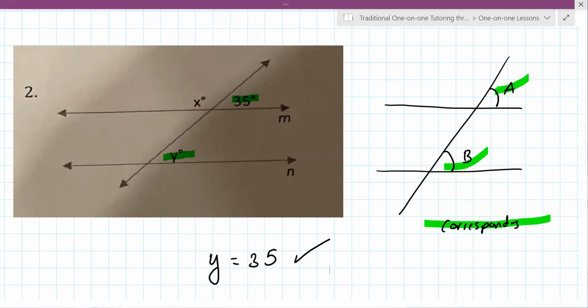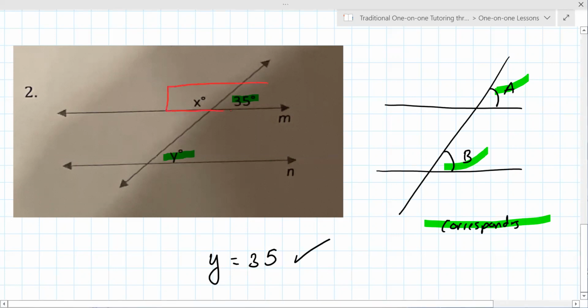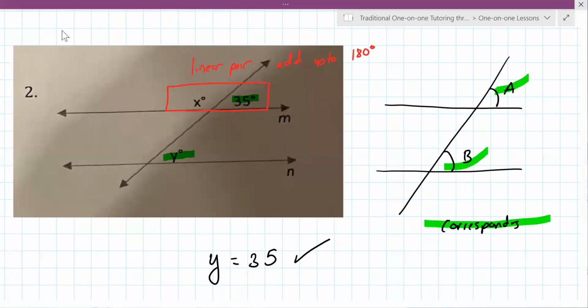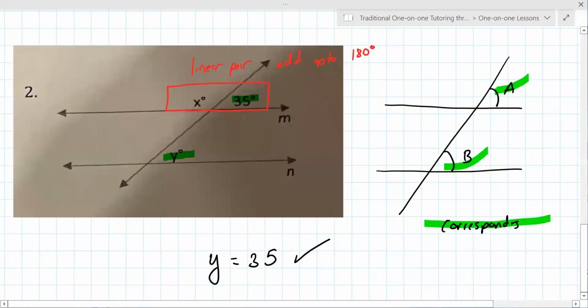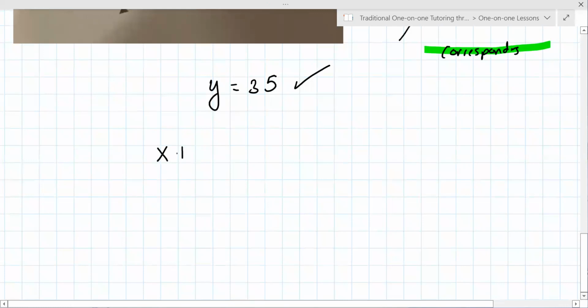Okay. Now X and 35, these make up a linear pair. They add up to 180. So you can write an equation. You can write that X plus 35 equals 180. X plus 35 equals 180. And then you can solve for X.